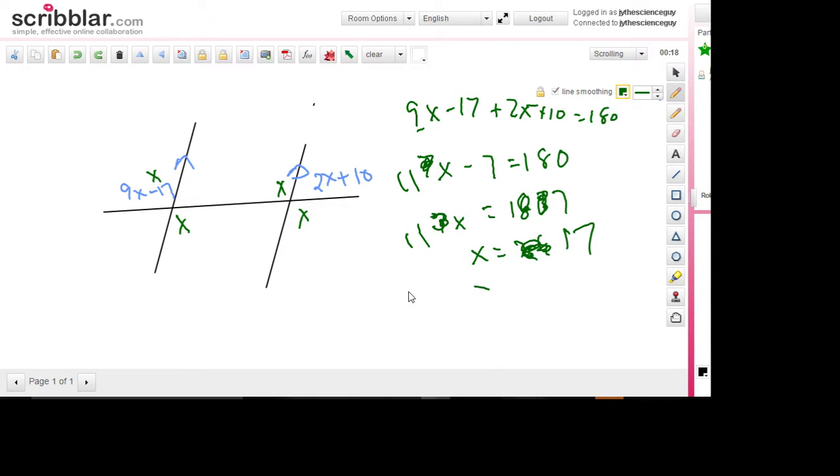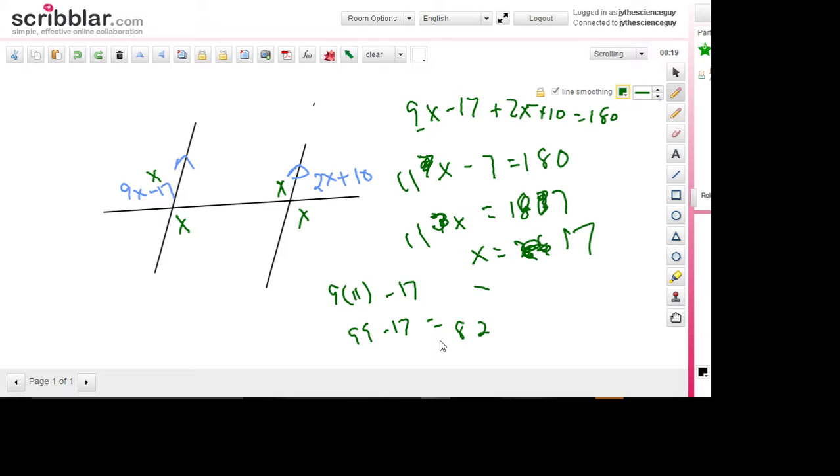Let's go with 17. Okay, so what did it actually ask us for? The measure of angle DGE. So that's telling us what the x is. So then we have to plug it in there. So you get 9 times 11 minus 17. So 99 minus 17, and that is 82. Better check my math because my math has been crazy this morning.